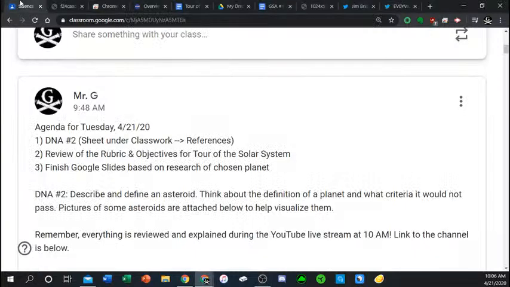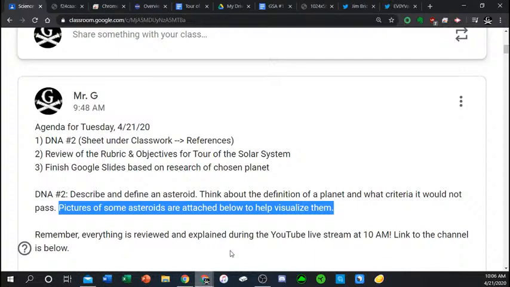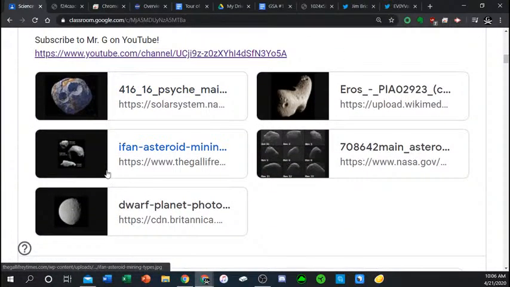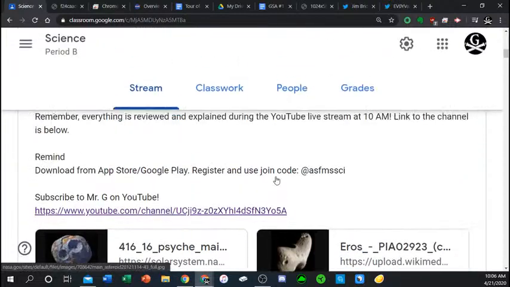But to help you describe what they are, to visualize them, I have put down below as an attachment several pictures. So you can open those up when you want. I'm going to open up in a few minutes. We'll talk about what an asteroid is, and we'll move on to finishing the slide portion of Tour of the Solar System. All right.